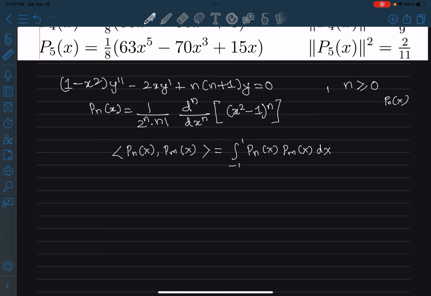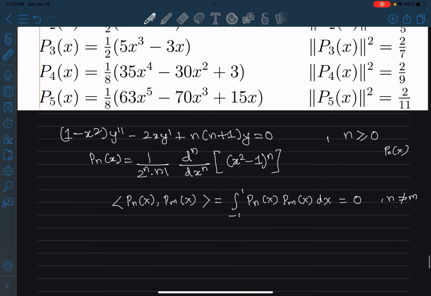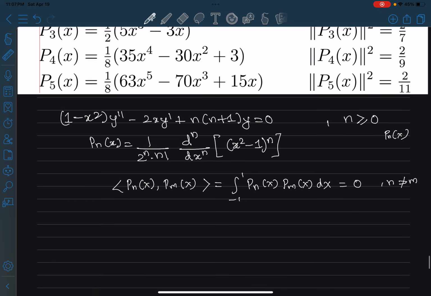Orthogonal means the two vectors are orthogonal if their dot product is 0. Similarly over here, if these are two different polynomials, not the same, because for orthogonality we need two different vectors, and their inner product is 0, we say that these two polynomials are orthogonal. And it's interesting that for Legendre polynomials, if n is not equal to m, any two different Legendre polynomials are always orthogonal, and their inner product, as we see here, is always 0.